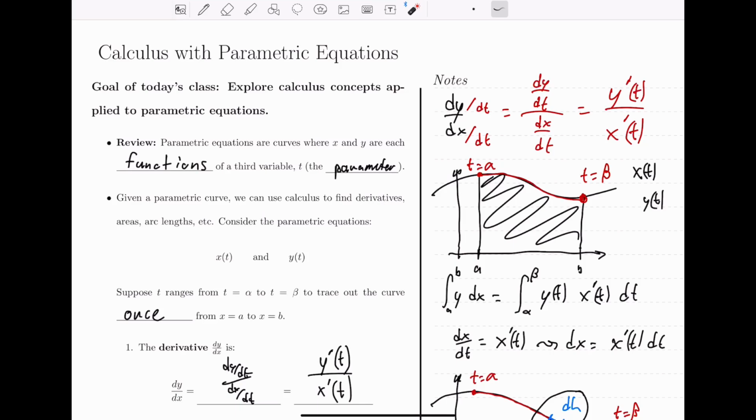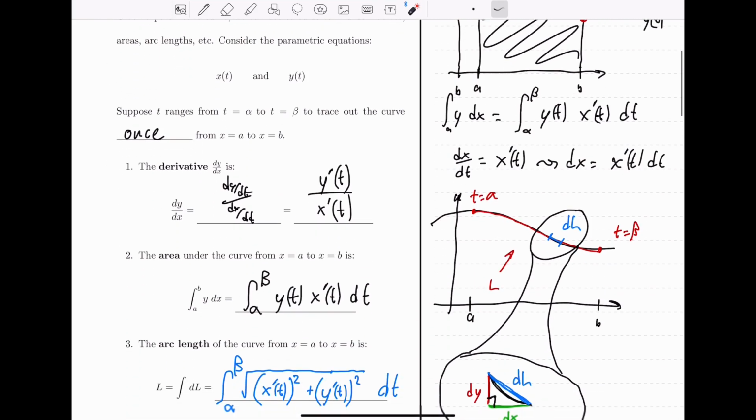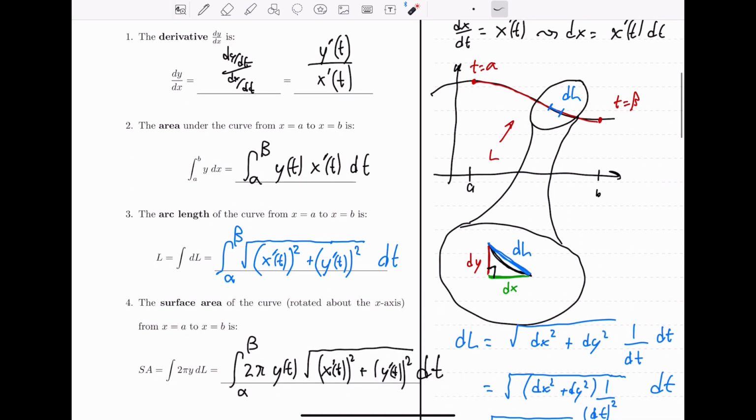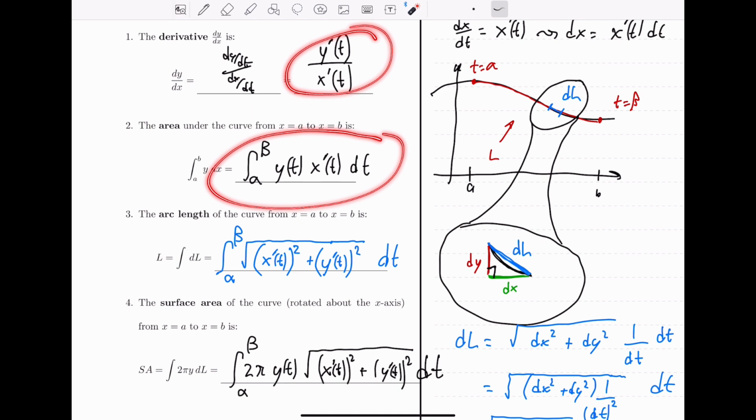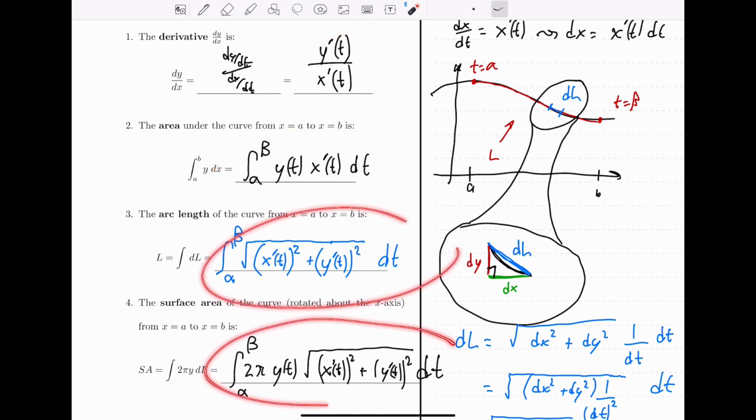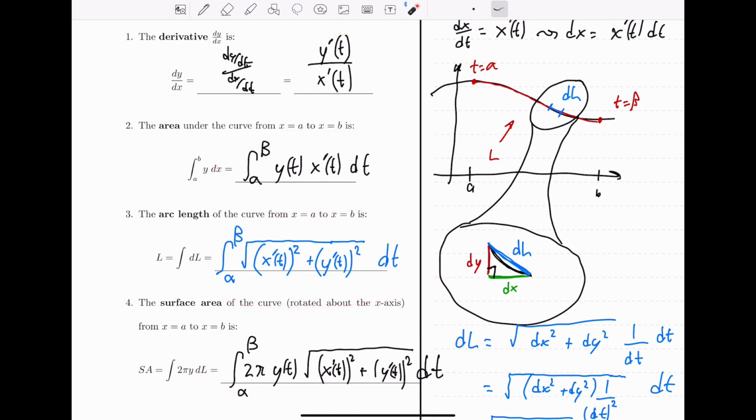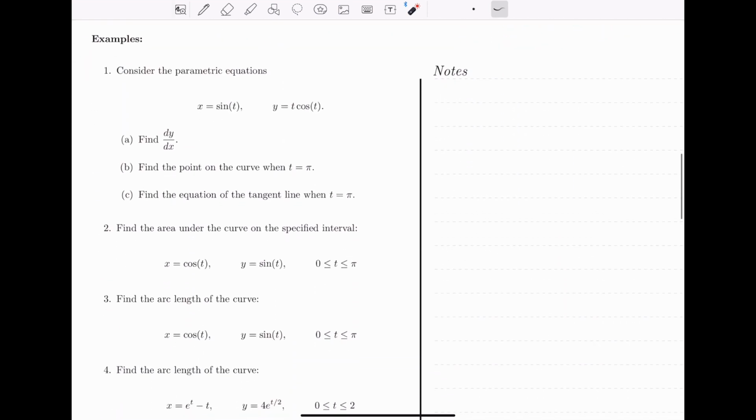In the previous video, we developed several different formulas for finding calculus concepts for parametrically defined curves. We found an expression for the derivative, for an integral, for arc length, and for surface area. In this video, we will practice using these various expressions to find derivatives, areas, arc lengths, and surface areas for parametrically defined curves. Let's start by looking at example 1.